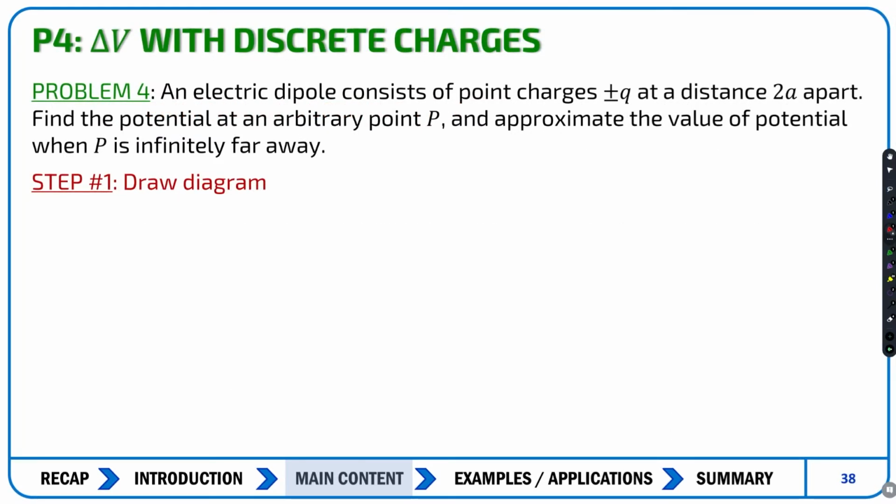Okay, so now we're trying to figure out delta V with discrete charges. Here we have an electric dipole that consists of point charges plus and minus q at distance 2a apart. We're trying to find the potential at an arbitrary point P and approximate the value of potential when P is infinitely far away. So we first have to draw a diagram, and the first thing we draw is a positive charge and a negative charge. Over here we have this being plus q, and then we have this being minus q.